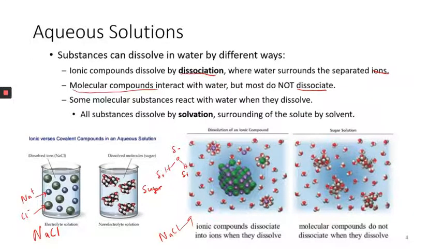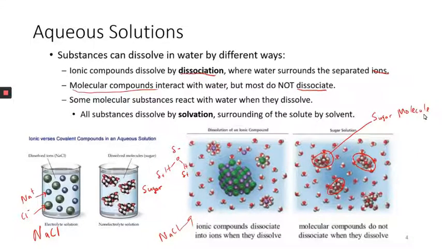Over here, your sugar molecules are hydrogen bonded to each other. So when you put them in water, the water will break the hydrogen bonds between individual sugar molecules. So here's one whole sugar molecule, here's another one, here's another one. This is the sugar molecule. So it will dissolve because it breaks the hydrogen bonds, but it will not dissociate into ions.